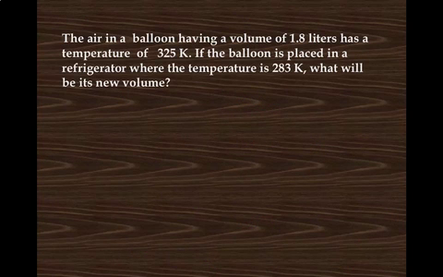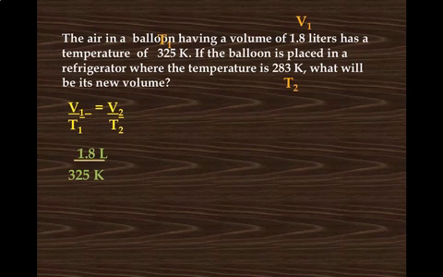Okay, let's look at one more. The air in a balloon having a volume of 1.8 liters has a temperature of 325 Kelvin. If the balloon is placed in a refrigerator where the temperature is 283 Kelvin, what will be its new volume? So 1.8 liters is the first volume, and the temperature that goes with that is 325. 283 is the second temperature, and we want to find volume 2.